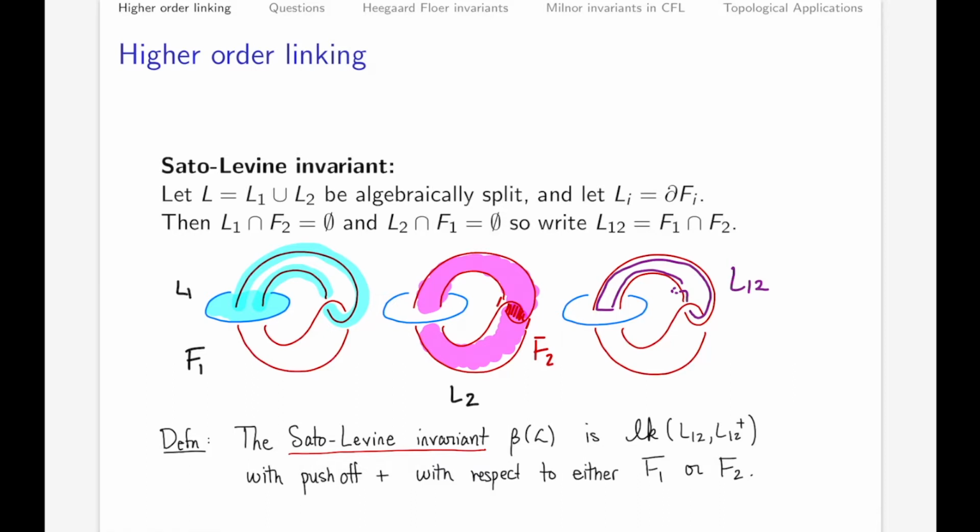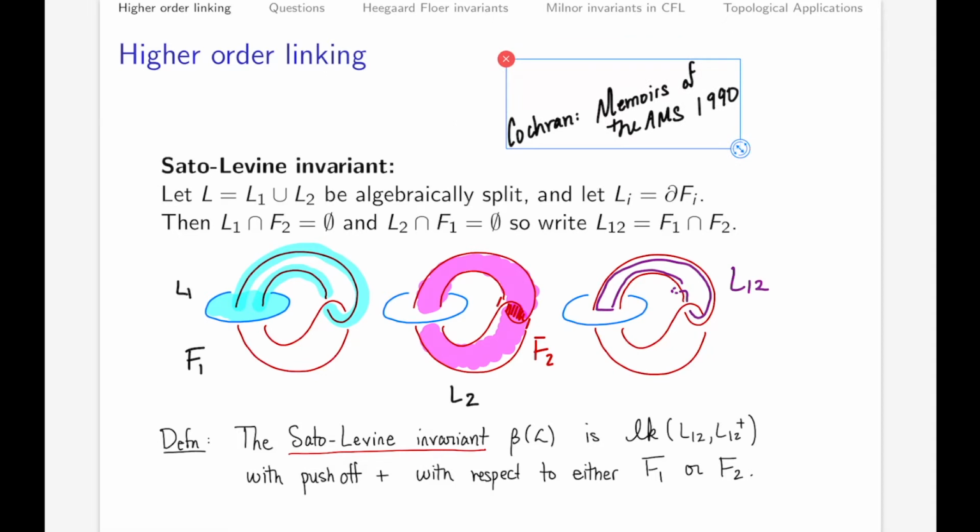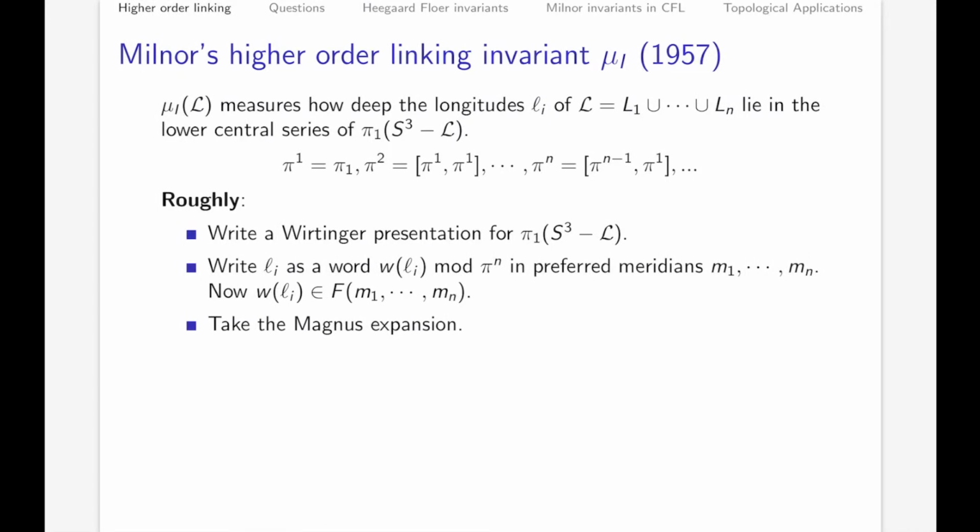It can also be defined using a Thom-Pontryagin construction. And we're seeing here a kind of intersection theory variation of the Sodal-Levine invariant. A good place to read more about this perspective is Cochrane's Memoirs of the AMS from 1990. Milnor invariants can be thought of as arising this way as well. Let's say a couple words about Milnor's higher order linking invariants in general.